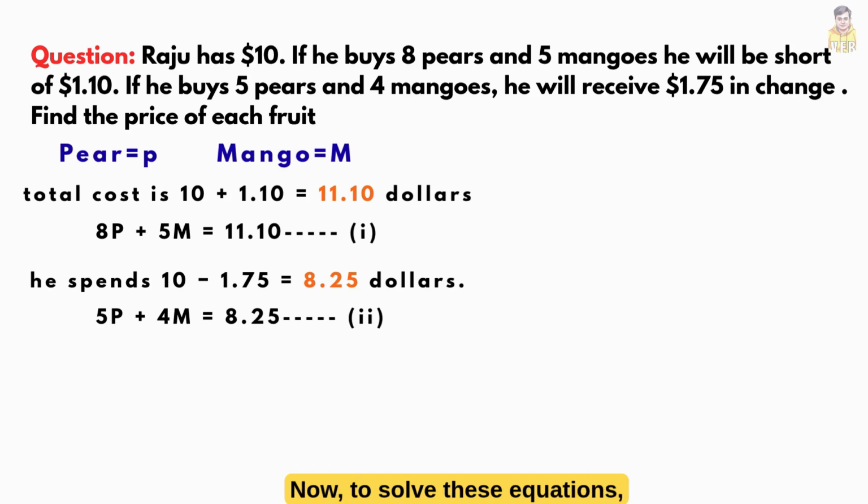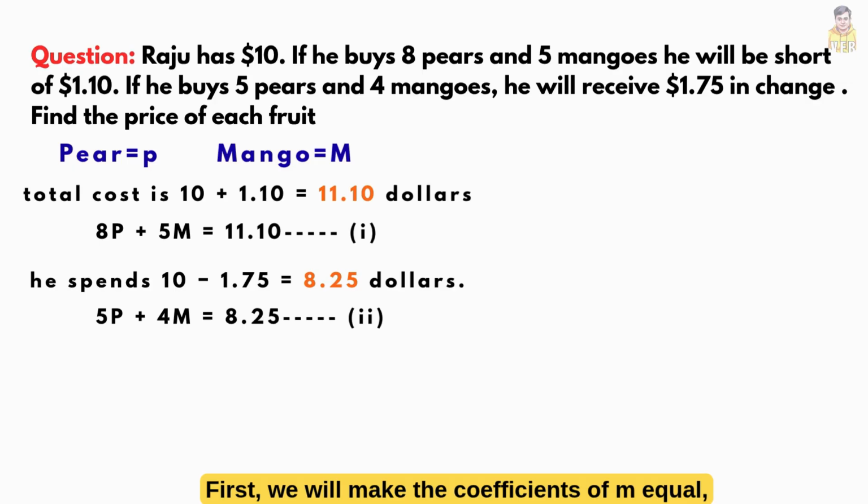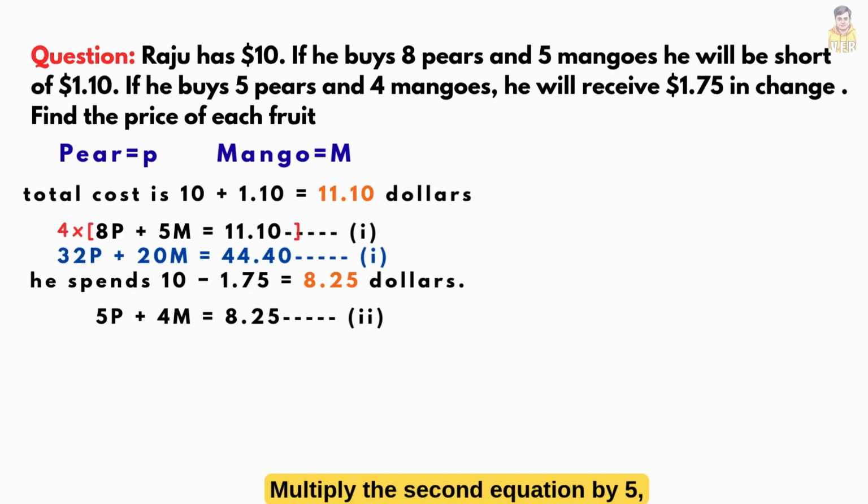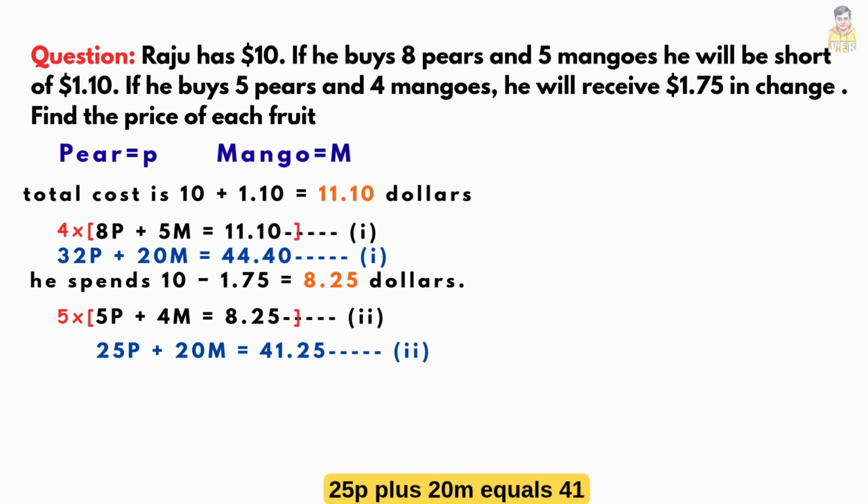Now, to solve these equations, we will use the elimination method. First, we will make the coefficients of M equal. Multiply the first equation by 4: 32P plus 20M equals 44.40. Multiply the second equation by 5: 25P plus 20M equals 41.25.